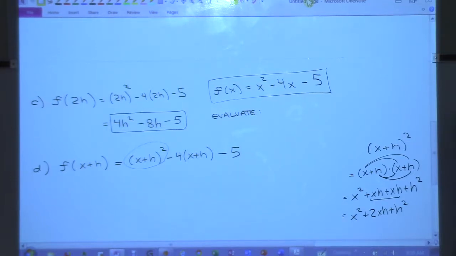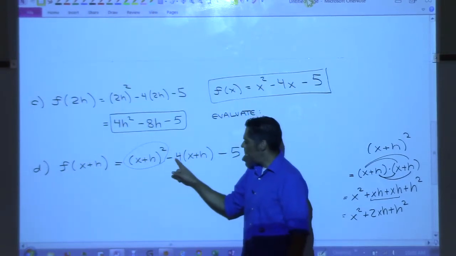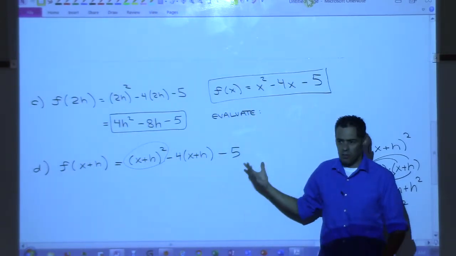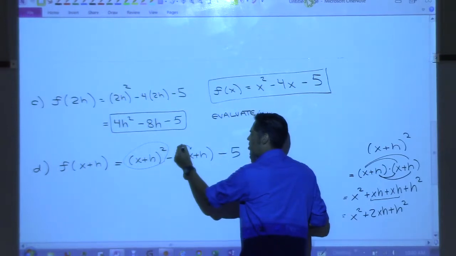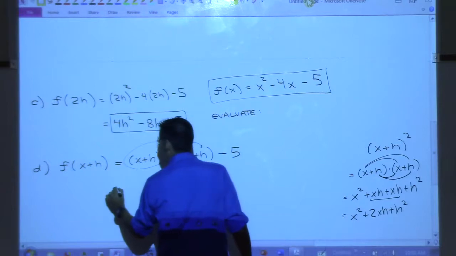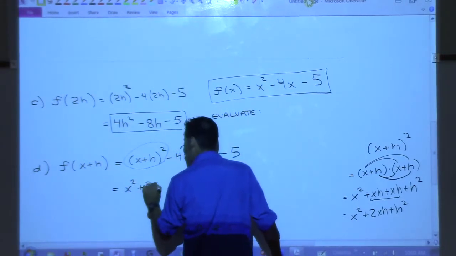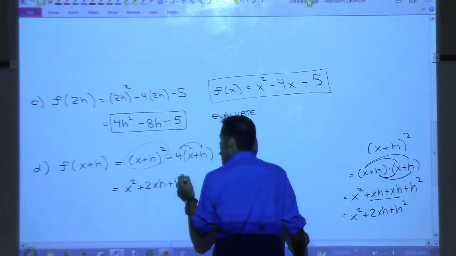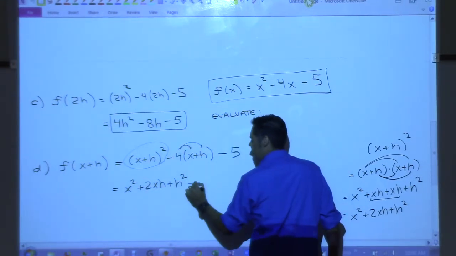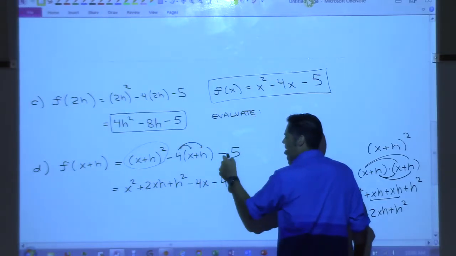No? I mean, you could do it, right? Okay. So this little ugly thing is just this piece. And then you still have to do what with this negative 4? Distribute it through, right? So you have to distribute that through, distribute that through. All right. So here I go. I'm going to write down first what that is, which is x squared plus 2xh plus h squared. And then when I distribute this through, I get negative 4x. Then distribute again, I get negative 4h. And then finally, I have to add minus 5.